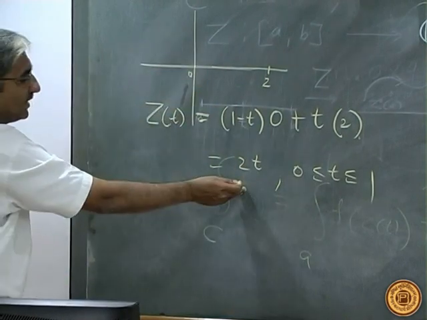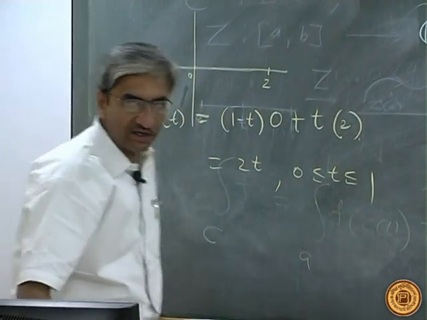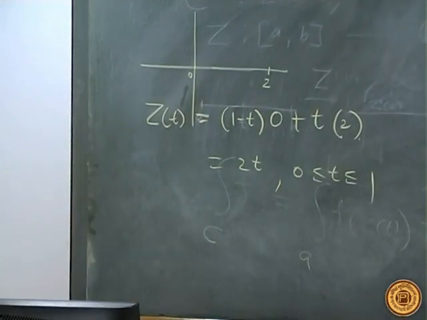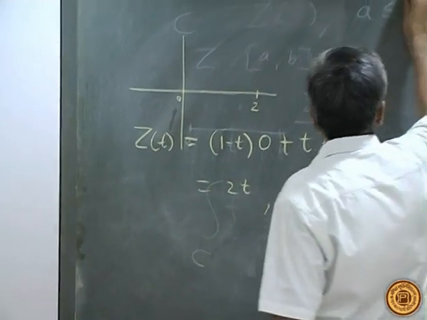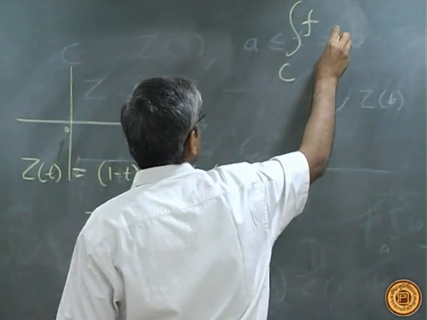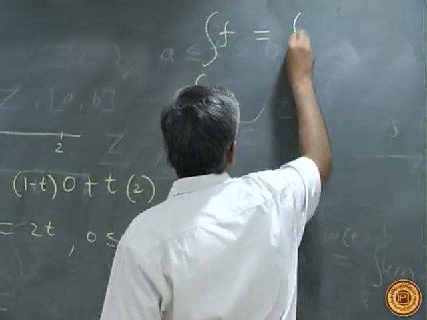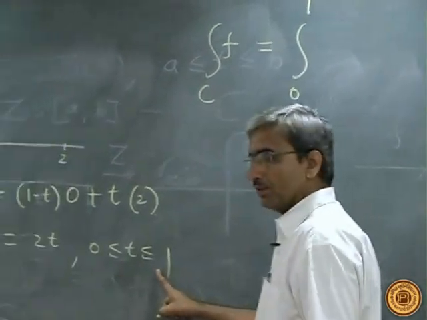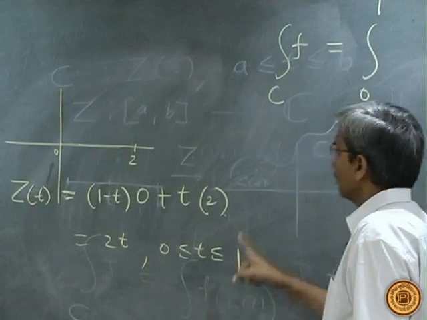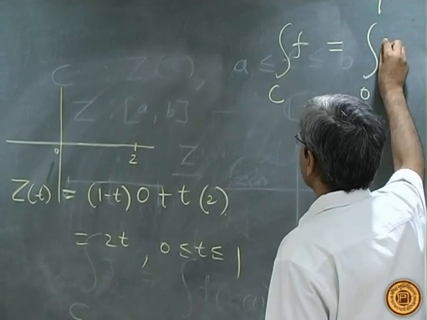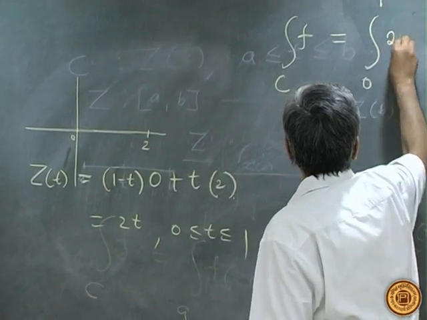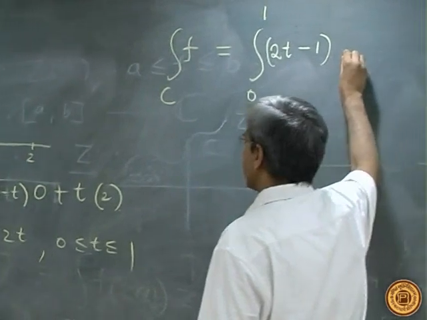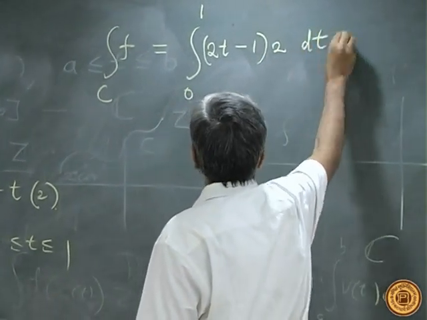f is given, z(t) is given, apply the definition: f of z(t) into z dash t dt. So now the integral over this contour, integral of f over c, is from 0 to 1 because that is the parameter interval. f of z(t), f is z minus 1 and z(t) is 2t. So 2t minus 1, into z dash t dt, so 2 dt.